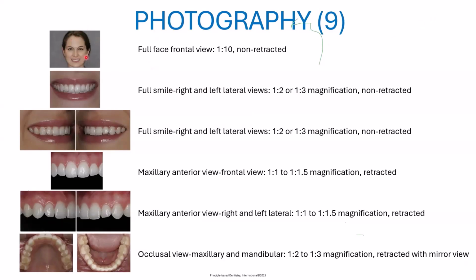So this is a full face smile, a close-up smile, close-up right and left side patient smiling, a close-up of the anterior teeth, a close-up of the patient's right from a lateral view, the left from a lateral view, and then the occlusal views. So those 9 photos I'd recommend that you take. They don't have to be beautiful or anything like that.